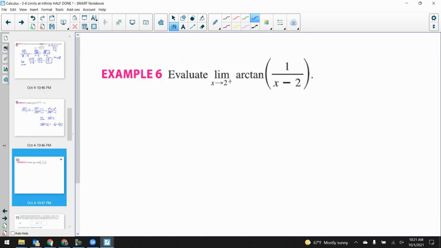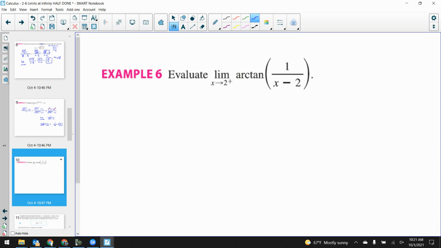Now I'm going to teach you a kind of tricky technique to solve these. I am going to evaluate the limit as x goes to 2 from the positive side of arctangent of 1 over x minus 2.